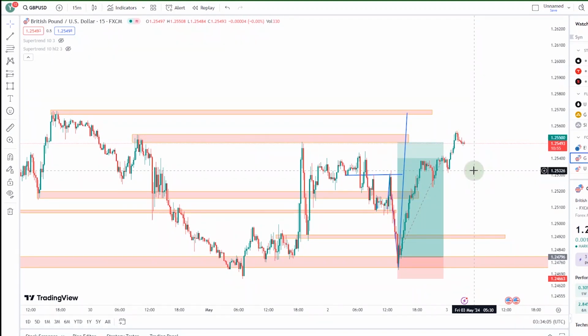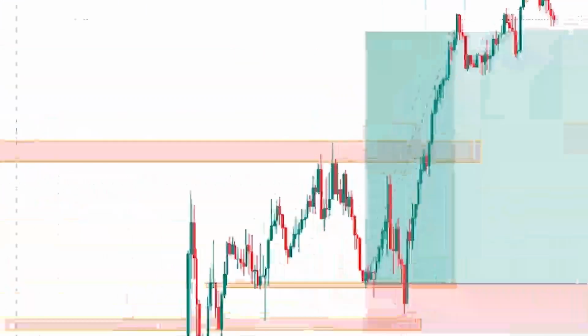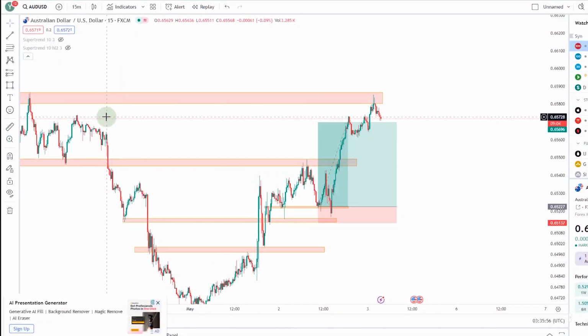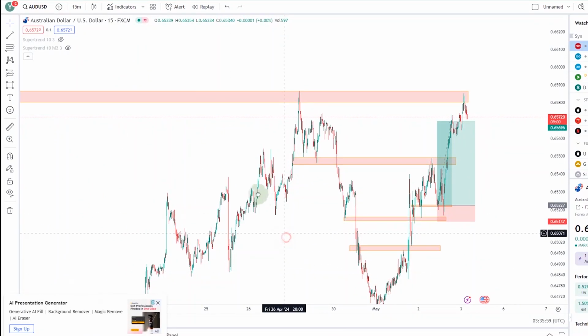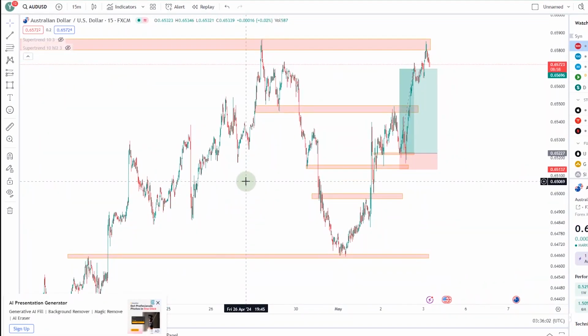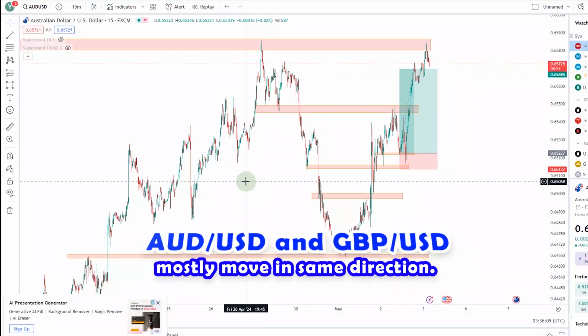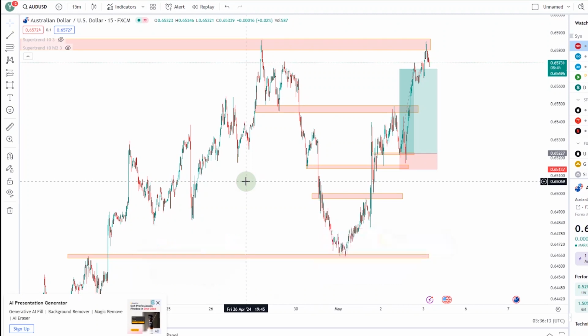So let me also take you guys to the next currency pair I also traded yesterday, which is AUDUSD. Also, guys, in AUDUSD yesterday, the same thing that happened in GBPUSD is what happened in AUDUSD. As a trader, I want you to take your time and discover that AUDUSD and GBPUSD mostly work in the same direction.